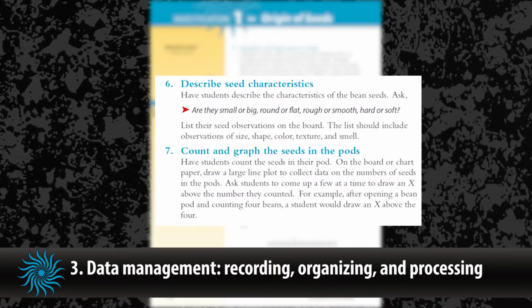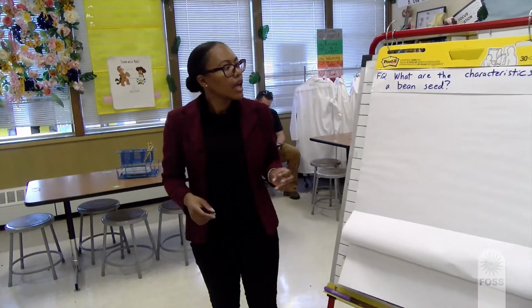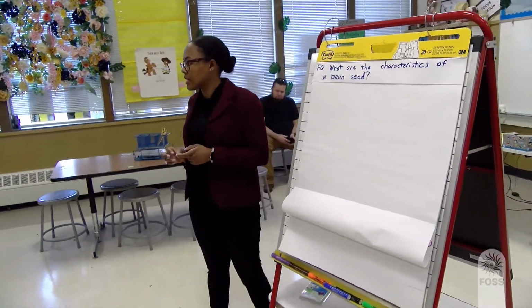Observed data are recorded in science notebooks while students are working with materials. Some data need to be organized in a way so students can see patterns or cause and effect relationships. So you've counted your seeds, and let's focus on the characteristics of that bean seed.